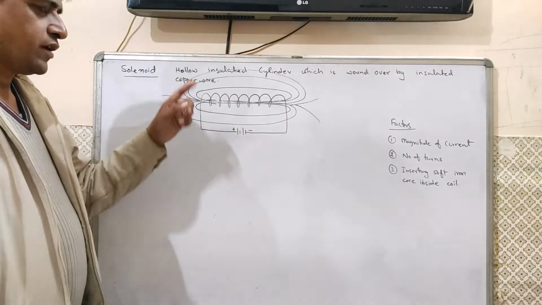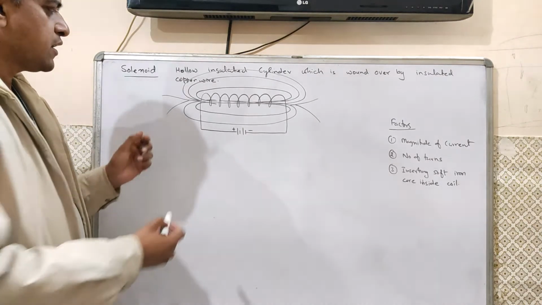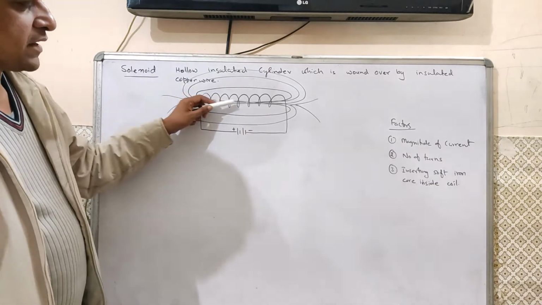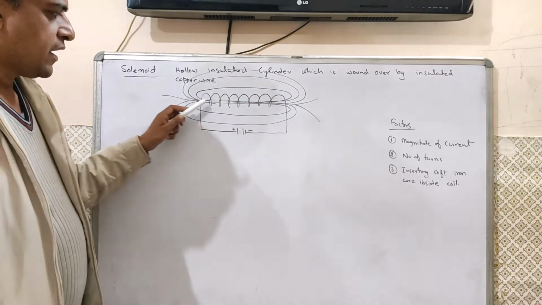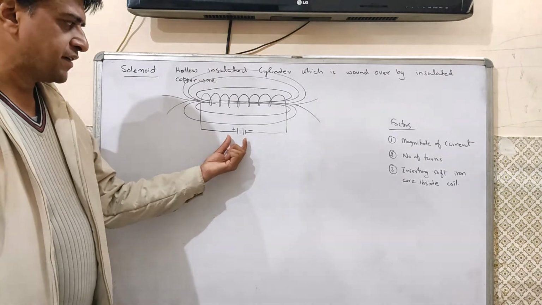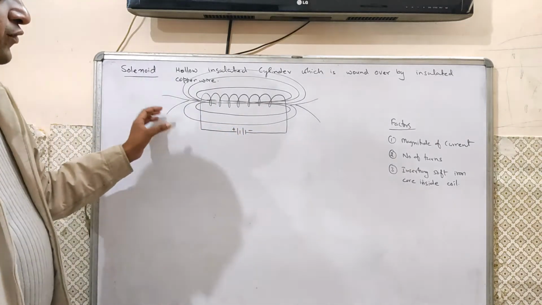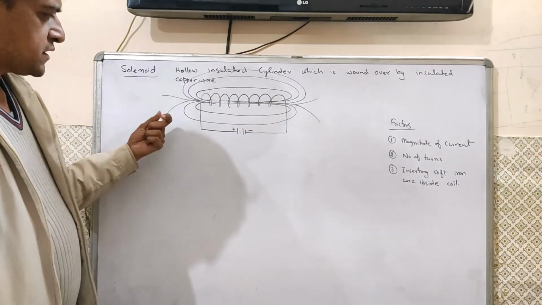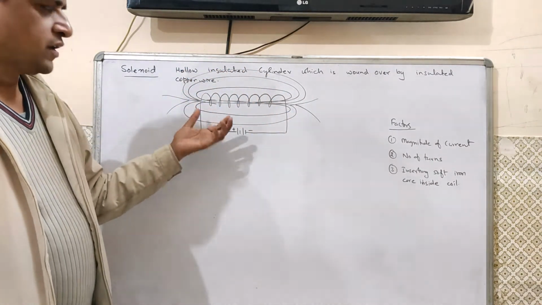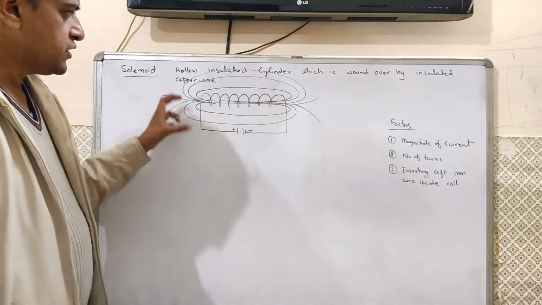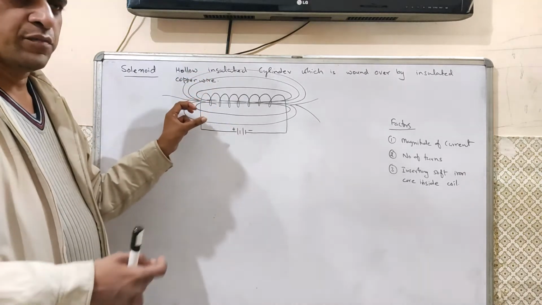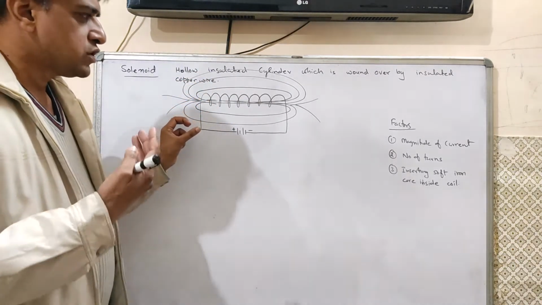Topic is solenoid. In a solenoid, a hollow insulated cylinder is wound over by insulated copper wire and current is passed through it. Suppose a battery is connected with this solenoid. If we sprinkle iron filings over it and tap the board, the iron filings will align themselves in the direction of the magnetic field lines. In this case, these magnetic field lines are closer to each other. That means the magnetic field is stronger.